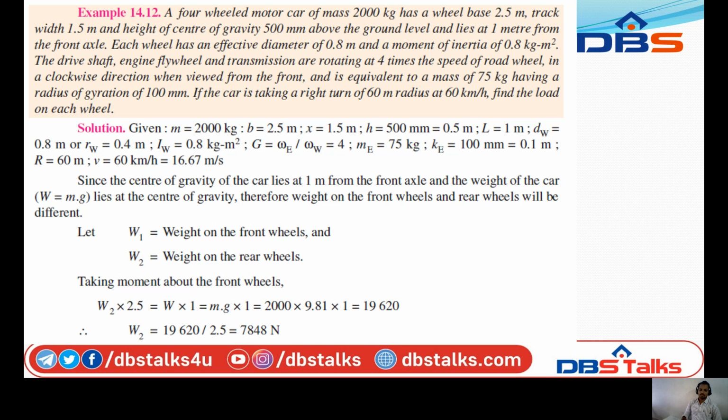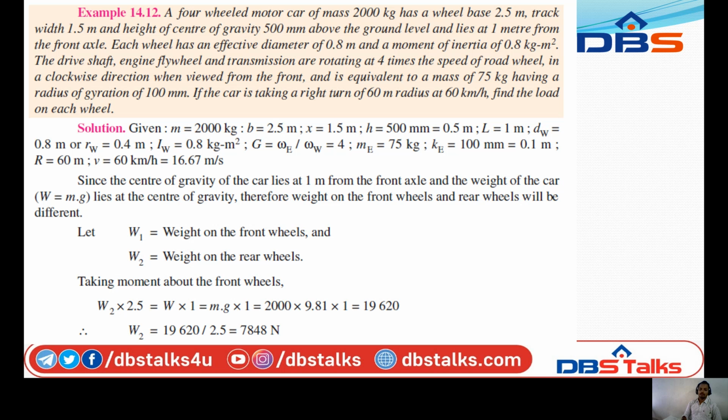per second. Since the center of gravity of a car lies at 1 meter from the front axle, and weight of the car W is equal to mg, which acts at the center of gravity, therefore the weight on the front wheels and rear wheels will be different.